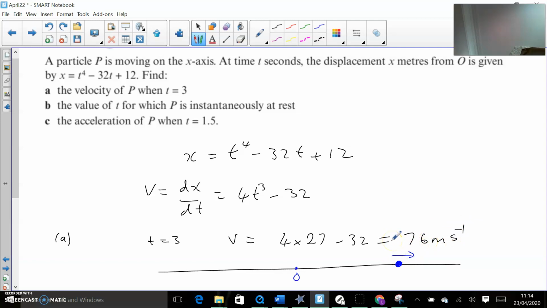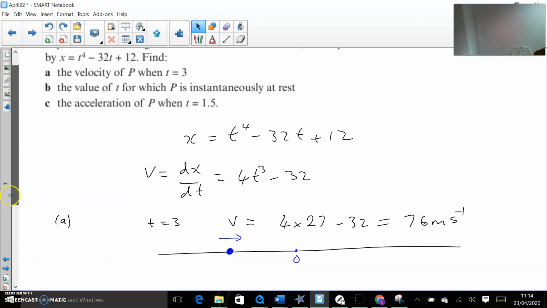But of course we don't know where the particle is. The particle could be over there. It doesn't matter. It will have a speed of 76 meters per second in the direction of positive x, so x increasing wherever it is.